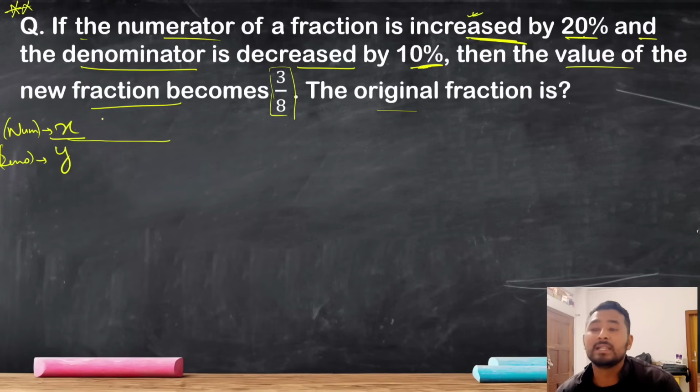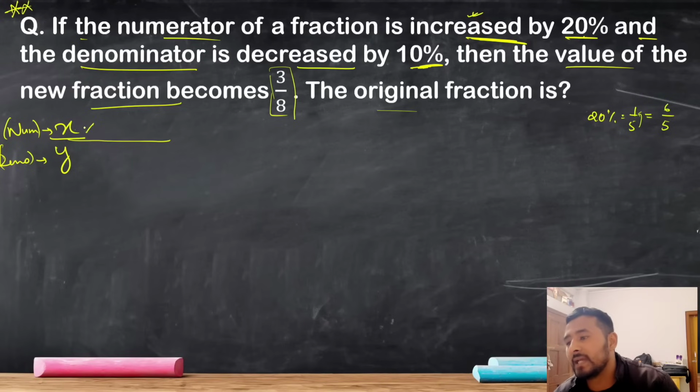So the numerator is increased by 20%. What you will do is X into 20 by 100 plus X. You could do it like this, but we will not, because we have learned the method. 20% we can write as 1 by 5, the fractional value. Increase means the denominator will remain the same, but the numerator will be 5 plus 1, 6. So we'll do X into 6 by 5. Done, the numerator is done. Now the denominator: this is decreased by 10%.